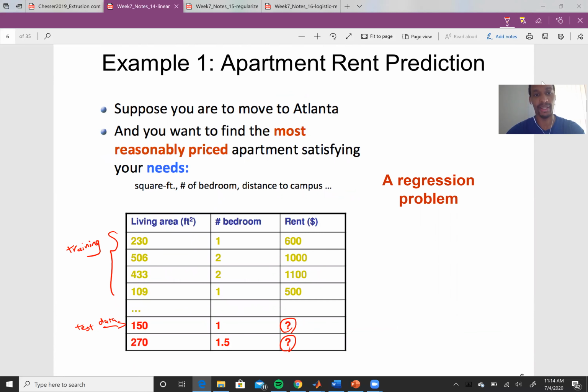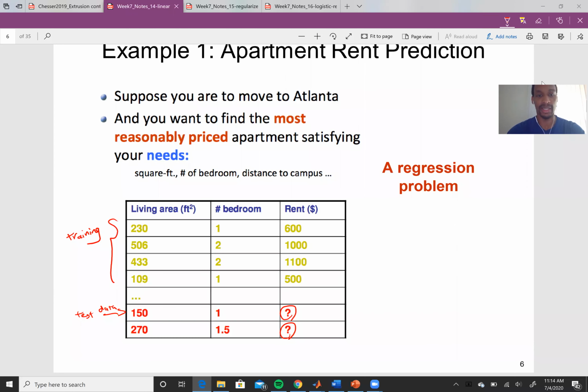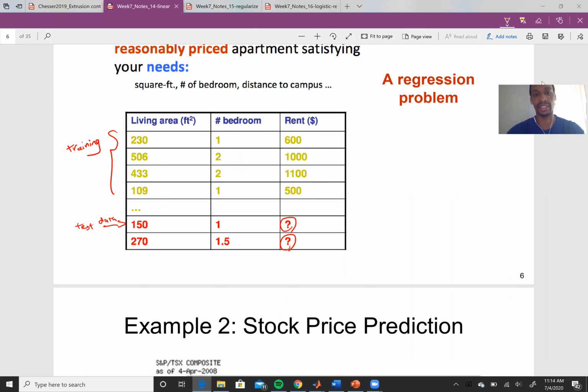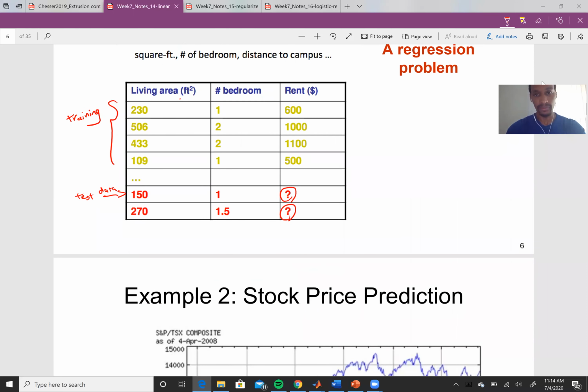Another example is rent prediction. Suppose you want to move to Atlanta and you want to find the most reasonably priced apartment satisfying your needs. This is more of a continuous regression problem. You have some training data: how many square feet the place is, the number of bedrooms, and then the rent. You also have some test data of these two features, living area and number of bedrooms, and then you want to find out what the rent should be, or how much you would pay.